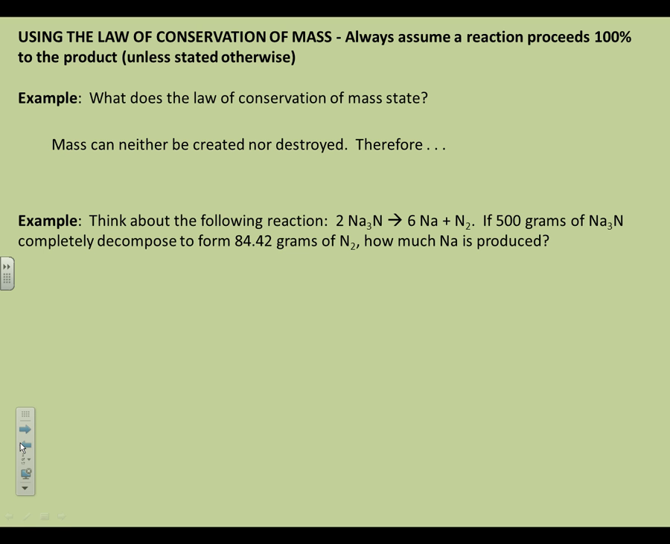So here's an example. You have 2 moles of sodium nitride, and that decomposes to give you 6 moles of sodium and 1 mole of nitrogen gas. Now, that's great. We understand moles. We can understand the whole counting process there. But if we start with 500 grams of sodium nitride, and that completely decomposes to give you 84.42 grams of nitrogen, how much sodium is produced? I have no idea. Let's figure it out.